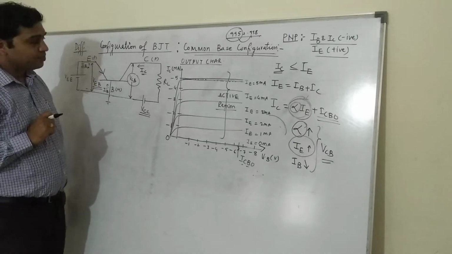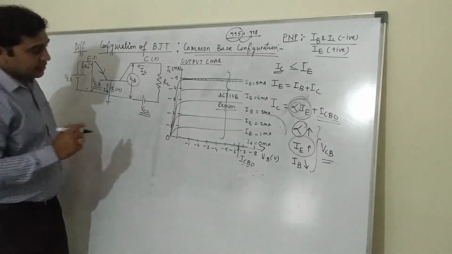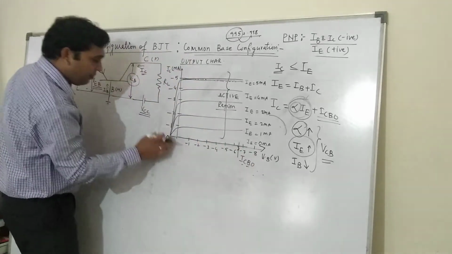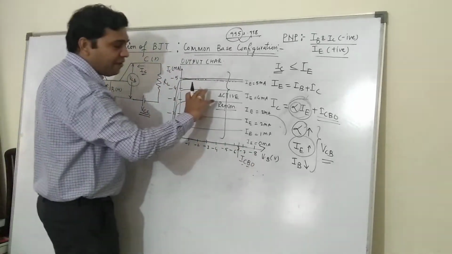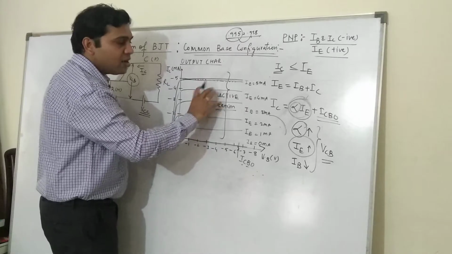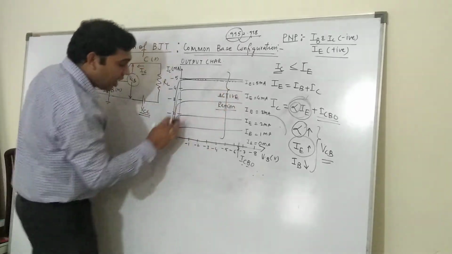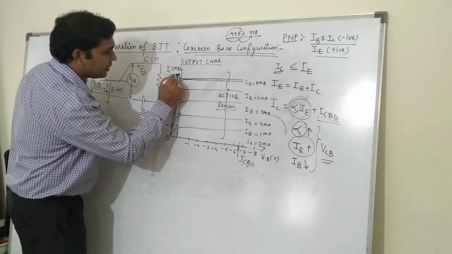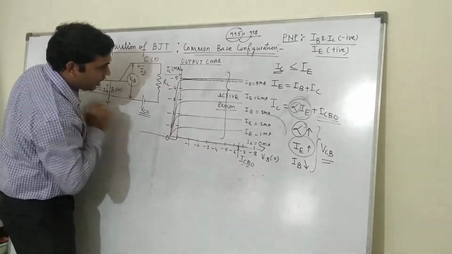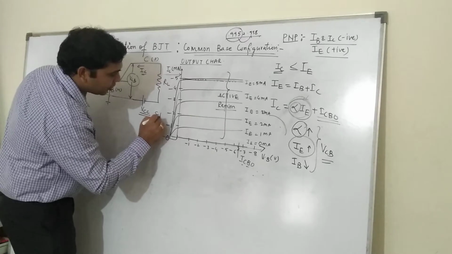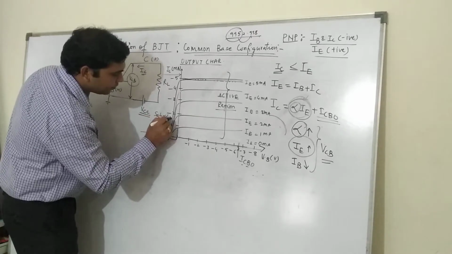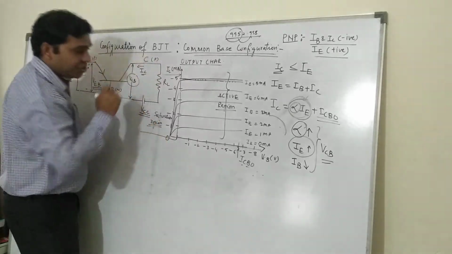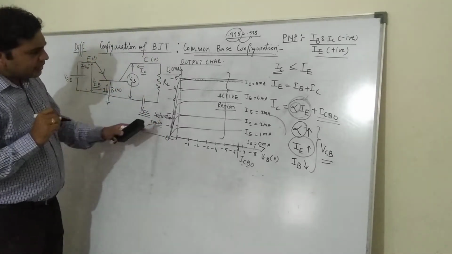Now in this region, VCB is also positive, meaning forward bias. So that means we have understood the forward reverse region here, which we call the active region. Now this region, from this to this, is known as the saturation region. Why are we calling it a saturation region?